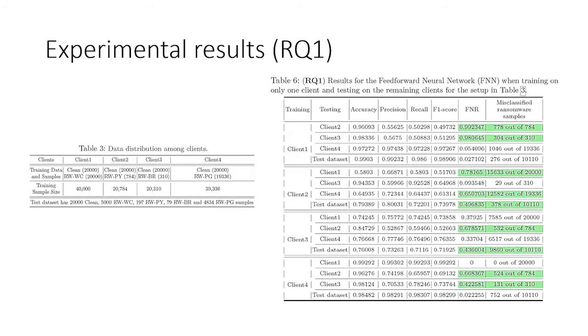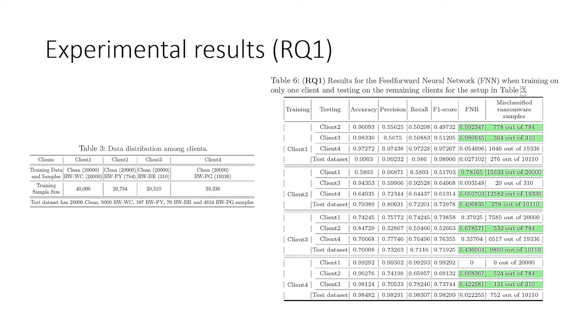Now let's see the experimental results under research question 1. That's the need of the collaborative framework in the ransomware spread detection. Dataset distribution was done based on the table on the left, and we got the results with the feed-forward neural network based models present in the right table. So based on our results for the feed-forward neural network, logistic regression, and support vector machine, which is not presented here, overall we observed the following.